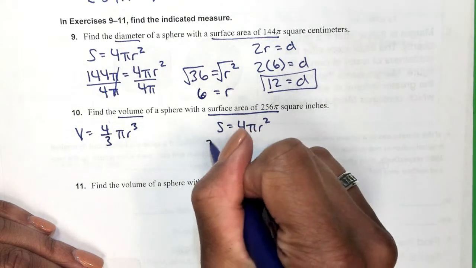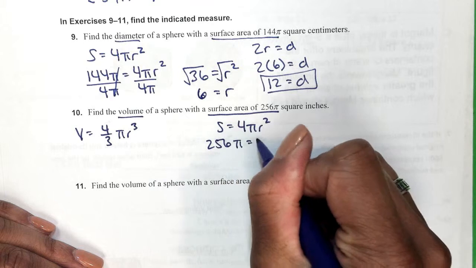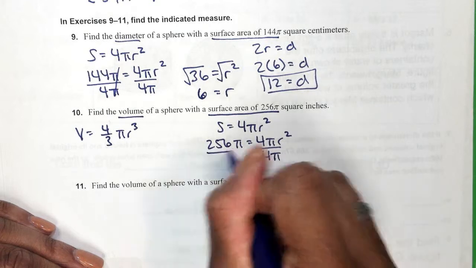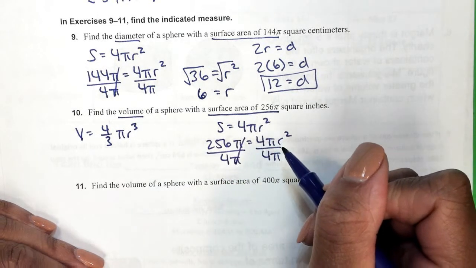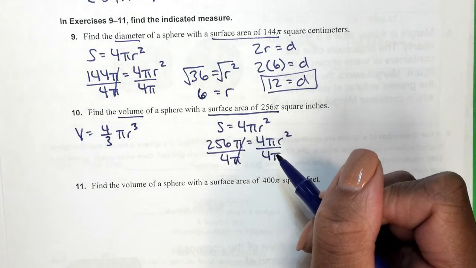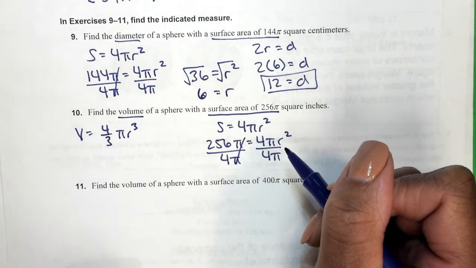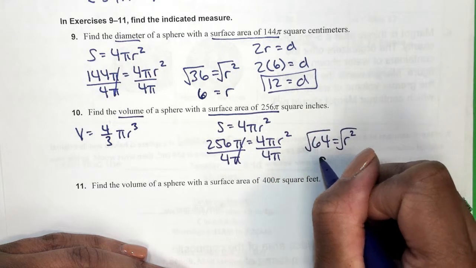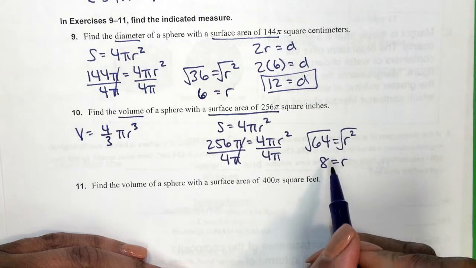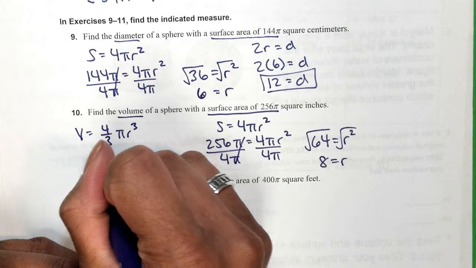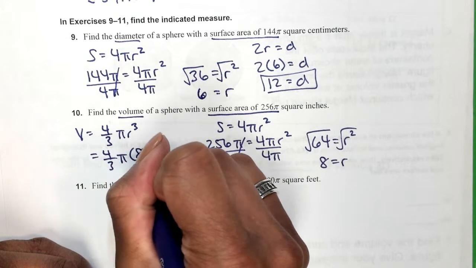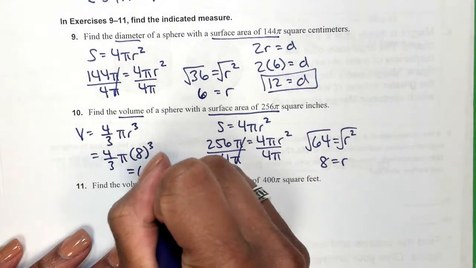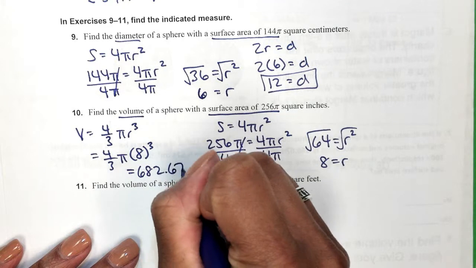So the surface area is given to us as 256 pi equal to 4 pi r squared. We're solving for r, so I'm going to divide by 4 pi on both sides. The pi's cancel. So 256 divided by 4 gives us 64 equal to r squared. And then we're going to take the square root of both sides. So the radius is 8. Now I can take 8 and plug it in for volume. So I have 4/3 pi and then 8 cubed. And so then I have a volume of 682.67 pi.